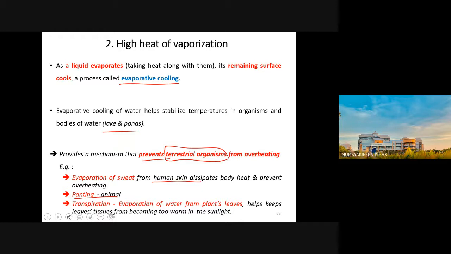So next is transpiration, which involves evaporation of water from plants' leaves. This helps keep leaf tissue from becoming too warm in the sunlight. A plant is an organism that cannot move. So when they are exposed to extreme, hot temperature, they will undergo transpiration to remove excess heat from the plant through evaporation from the surface of the leaf.